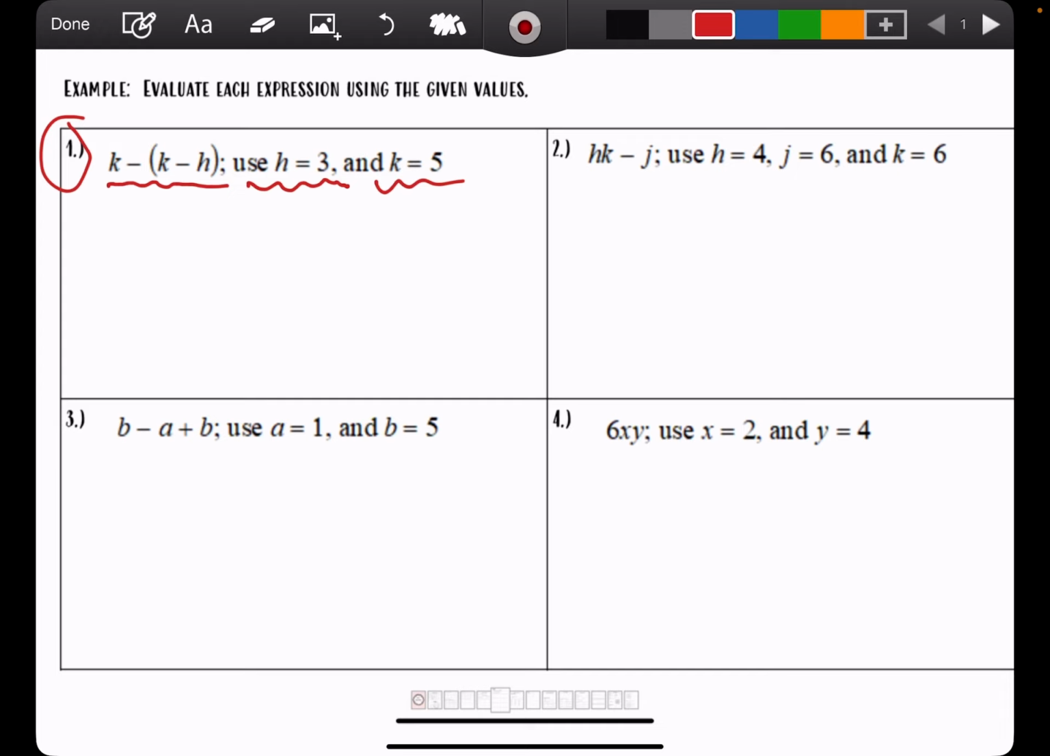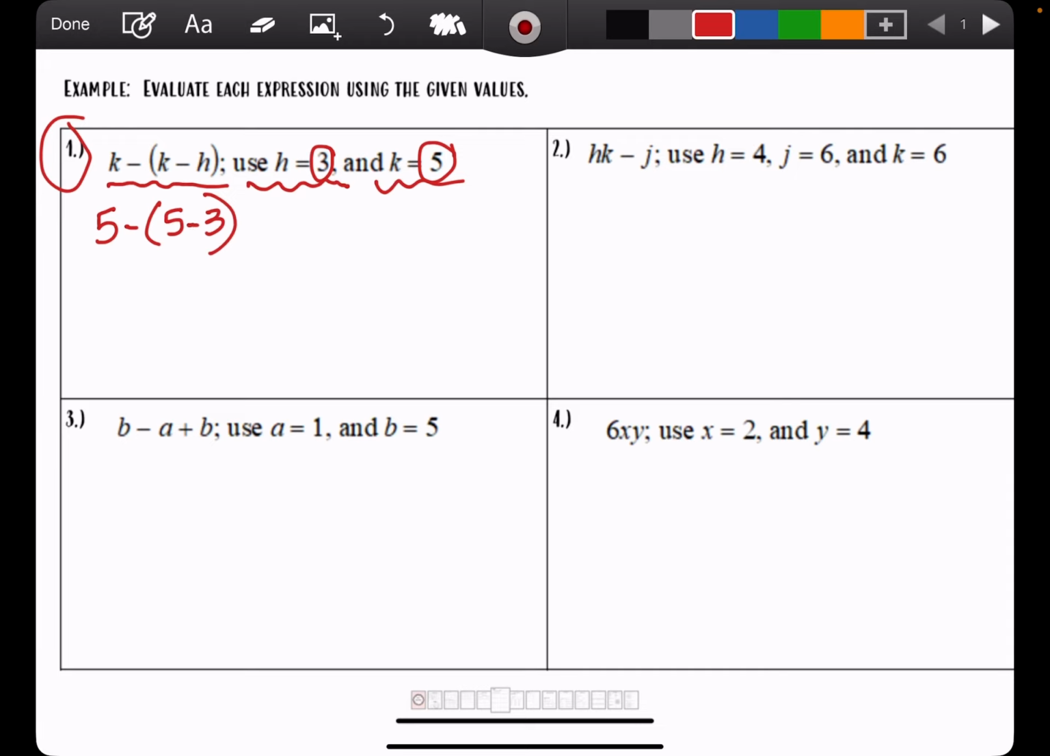What that is telling us is that, in order to evaluate the expression, we evaluate it as if h is equal to 3 and k is equal to 5. Wherever h is in our expression, I'm going to put 3. Wherever k is, I'm going to replace it with 5. It's giving us the values to substitute in for those variables h and k. So if I were to rewrite this, instead of k minus, it'd be 5 minus. And in parentheses, instead of k minus h, it'd be 5 minus 3.